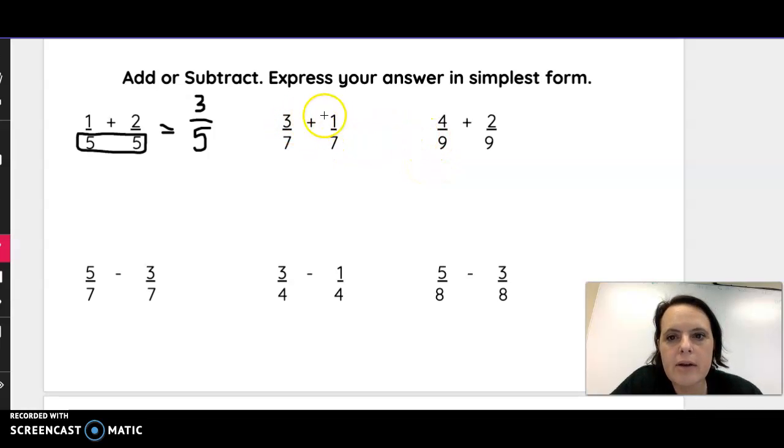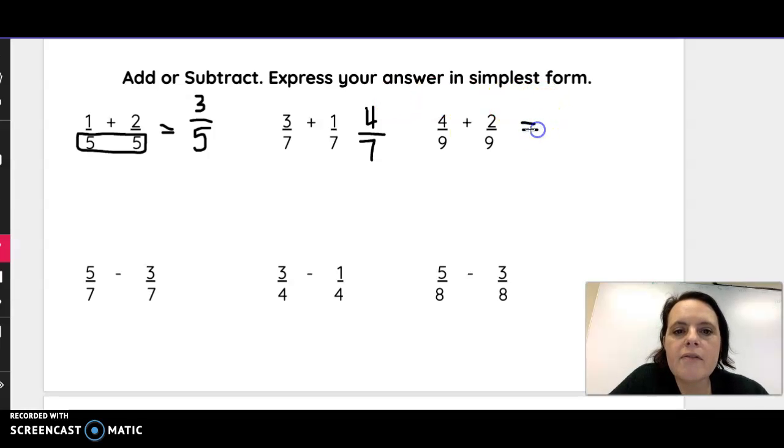We're going to try this again. 3 plus 1 is 4, and since our denominators are the same, it just stays the same, 4/7. So basically we have 7 pieces of a pie. Someone had 3 pieces, someone had 1 piece. We added them together, and now we have 4 pieces out of the 7.